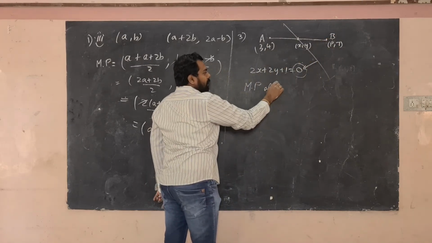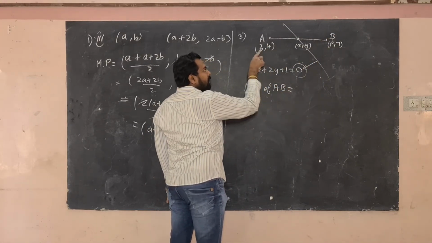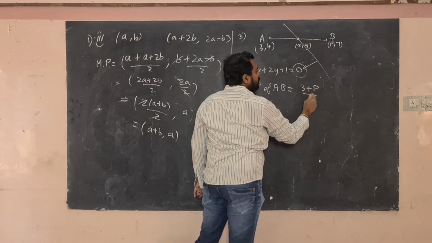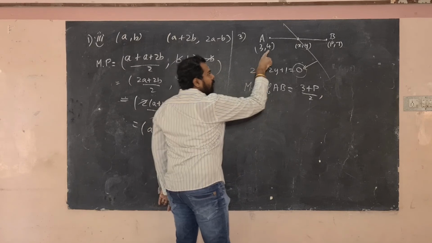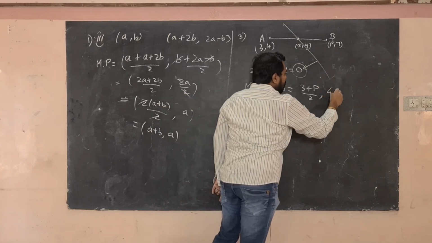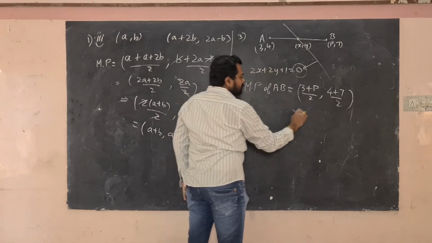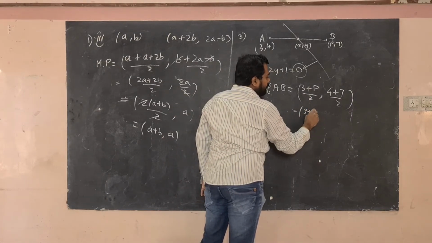Midpoint of AB, what will the formula give? 3 plus p divided by 2, comma, 4 plus 7 divided by 2. So it is 3 plus p divided by 2.